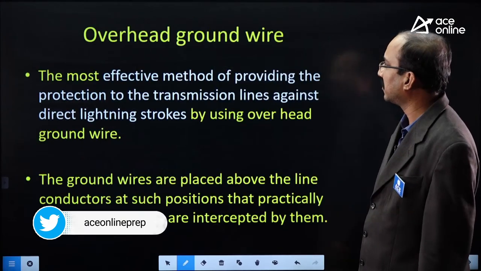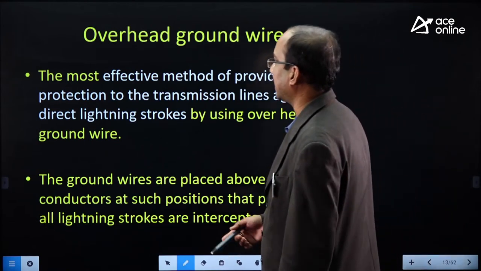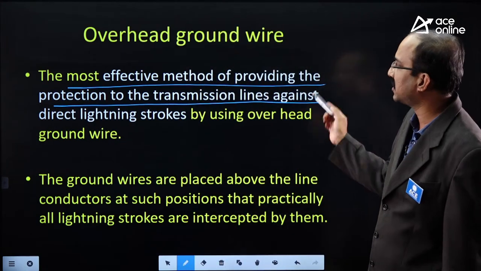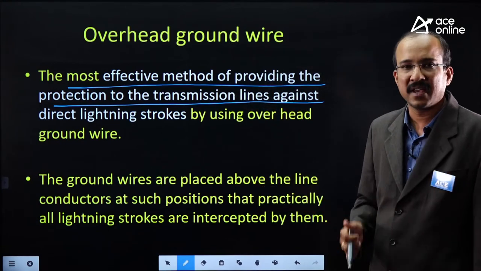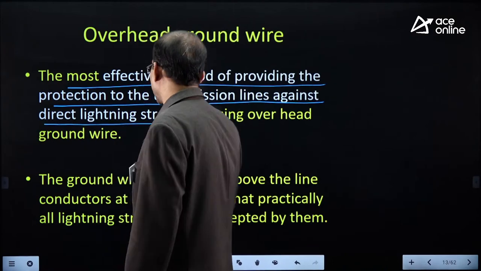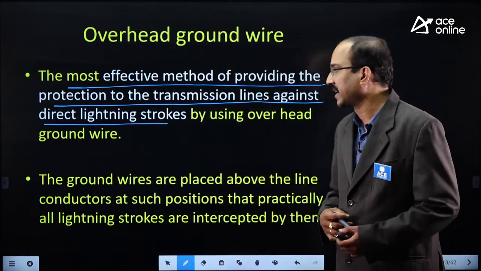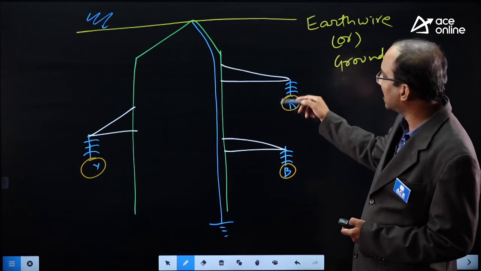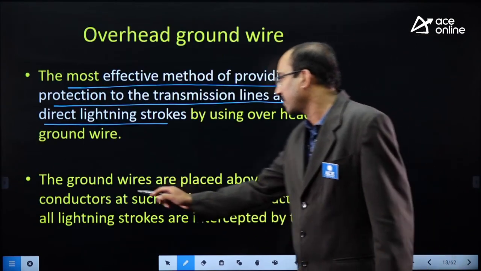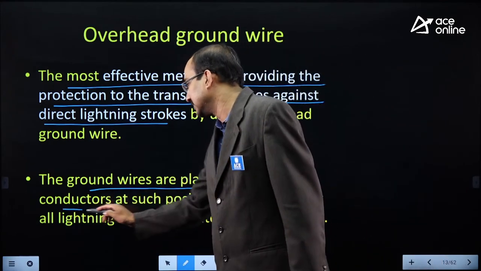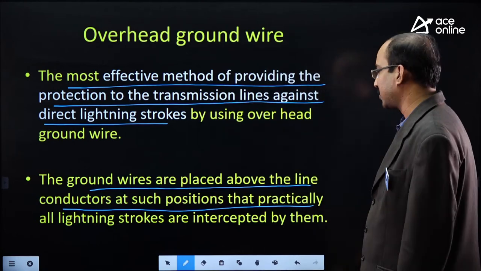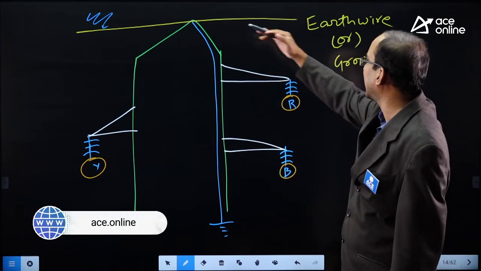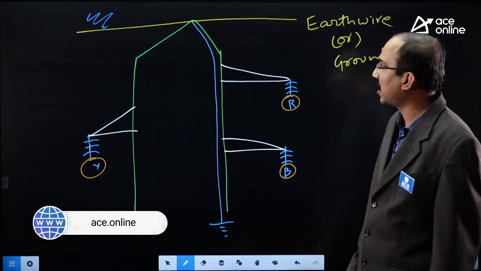So if you observe this overhead ground wire, what does it do? It is the most effective method for providing protection to transmission lines. Where to use these overhead ground wires? In protection of transmission lines against direct lightning strokes. Generally, these ground wires are placed above the phase conductors, such that practically the lightning strokes will be intercepted by them. So whenever the lightning hits, it will be hitting the topmost conductor, that is nothing but the earth wire or ground wire.